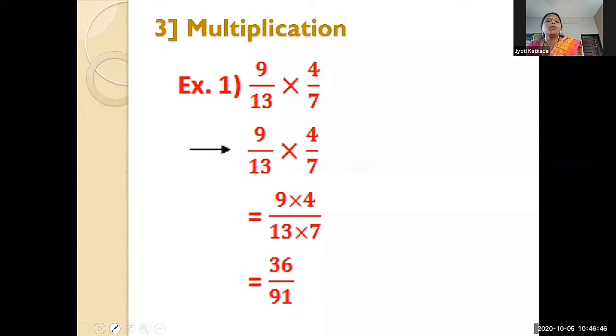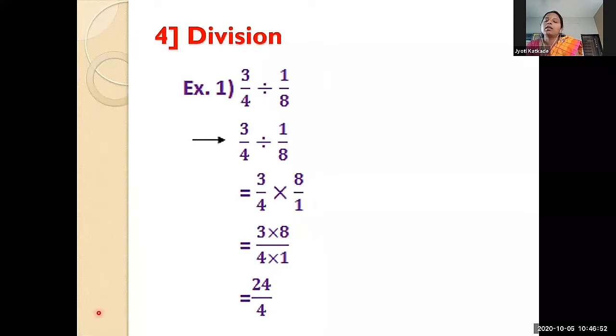Okay. Now, the next operation is division. See the next slide of division. For example, 3 divided by 4 divided by 1 upon 8. Now, division is the inverse of multiplication. Okay. 3 divided by 4, and I have taken their sign as multiplication. Means division is the inverse of multiplication. Then take the reciprocal of the second rational number. First there is 1 upon 8 and in the next step we take 8 upon 1.